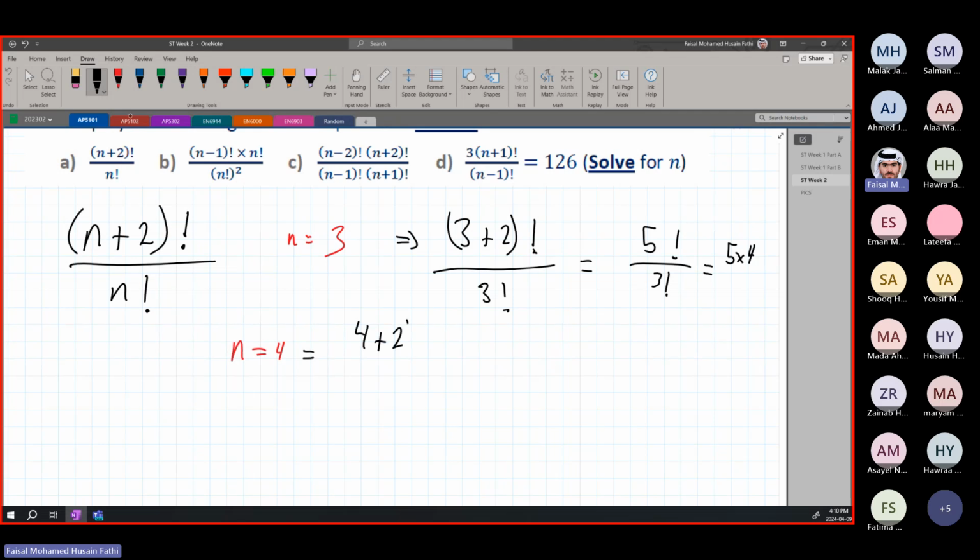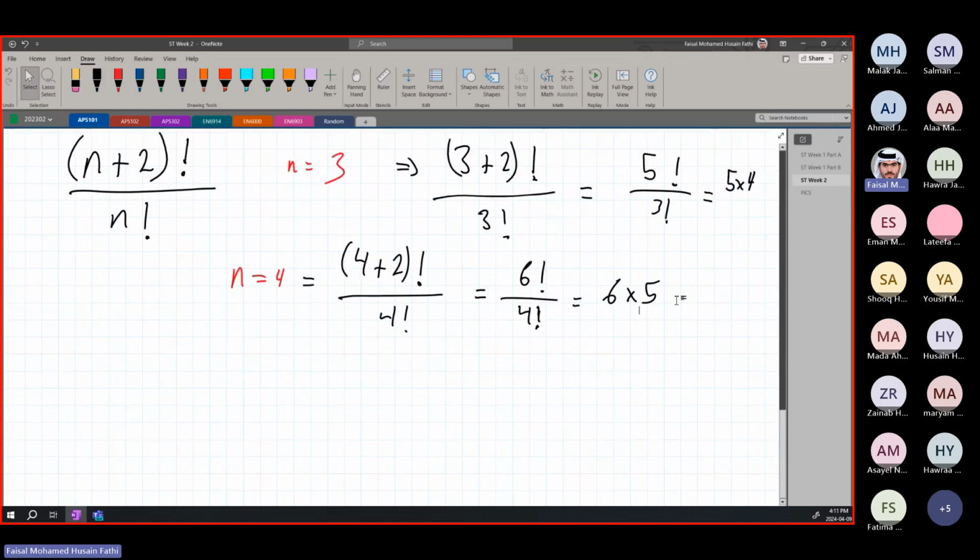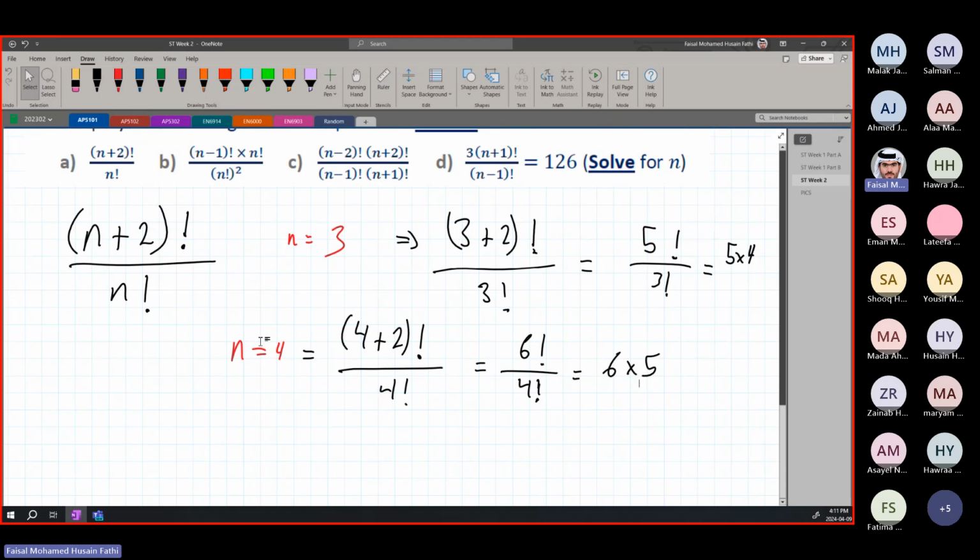4 plus 2 factorial over 4 factorial. That's n factorial. So it's going to be equal to 4 plus 2, which is 6 factorial, over 4 factorial, which is equal to 6 times 5. What are we noticing? These numbers are always 2 larger than n.